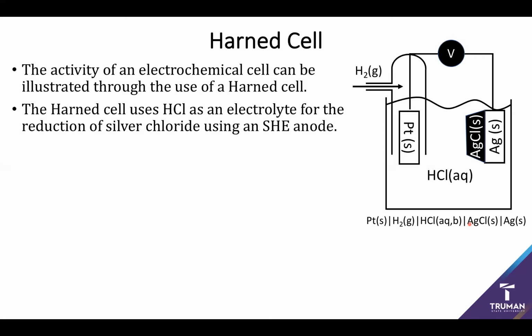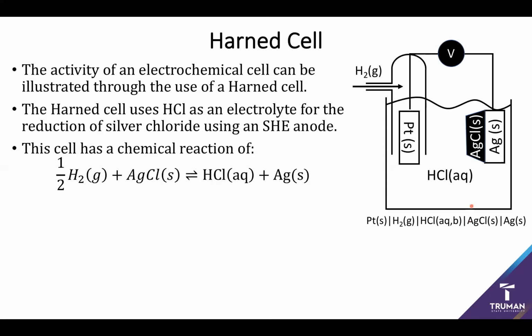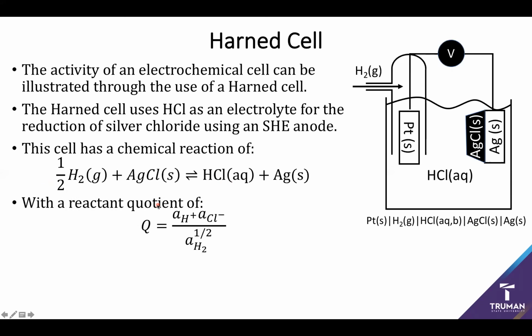So in order to try and describe the system, we're first going to want to examine what our net chemical reaction is. So in this case, our net chemical reaction can be described as essentially combining together hydrogen gas with silver chloride to produce hydrochloric acid and a silver solid. So in this case, we can then generate a reaction quotient, which is going to be the ratio of the activities of products over reactants.